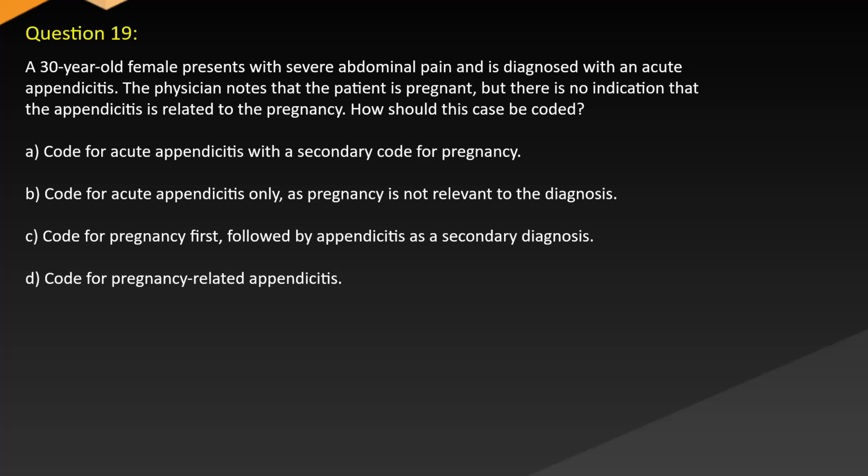A. Code for acute appendicitis with a secondary code for pregnancy. B. Code for acute appendicitis only, as pregnancy is not relevant to the diagnosis. C. Code for pregnancy first, followed by appendicitis as a secondary diagnosis. D. Code for pregnancy-related appendicitis.